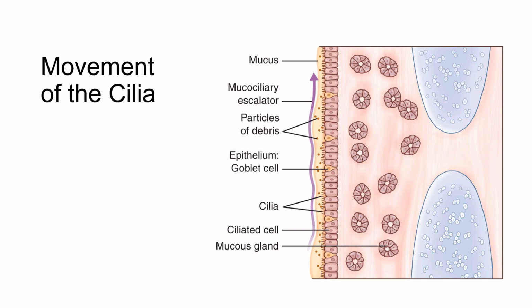Then we have cilia. So cilia are like these little hairs that you would picture kind of waving around, kind of like in the ocean. And the movement of mucus and bacteria or even debris on the cilia is kind of like an escalator. It kind of just pushes it out of the body so we can cough it up and spit it out.